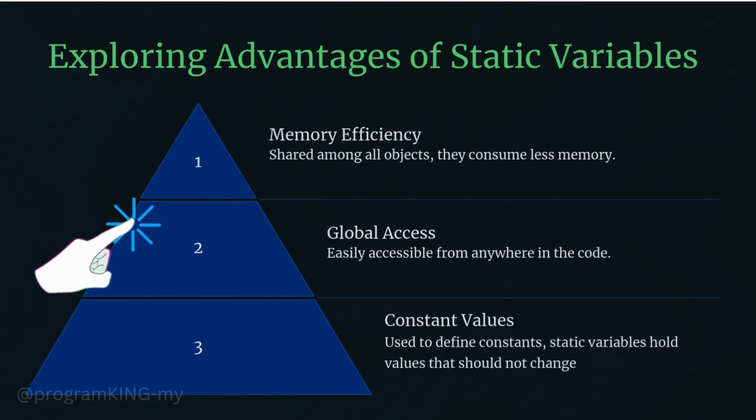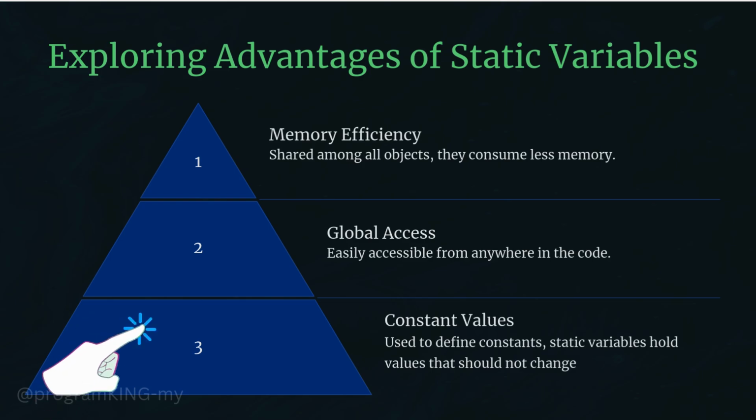Phase 3. Constant values. Lastly, constant values. Static variables are often used to define values that should never change, such as configuration settings, API keys, or mathematical constants. By declaring them as static, you ensure that these values remain consistent and unaltered throughout the entire program.